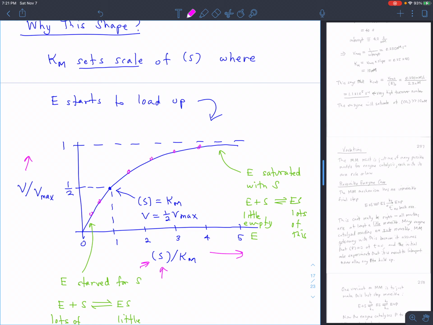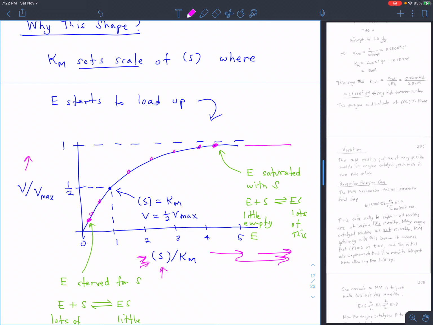Why do you get a curve that starts out with a small velocity when you have small concentration of substrate, and then a large velocity when you have a large amount of substrate, but one that saturates out, right? That plateaus out. If you keep increasing the substrate concentration, eventually the reaction doesn't get any faster. You can increase the substrate concentration to the moon, and the reaction doesn't get any faster.